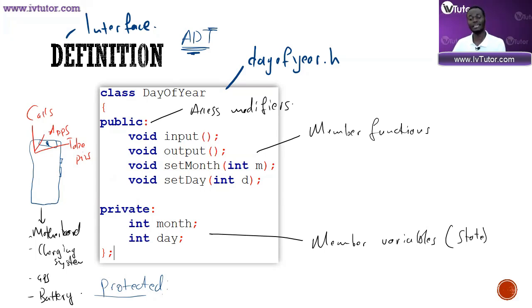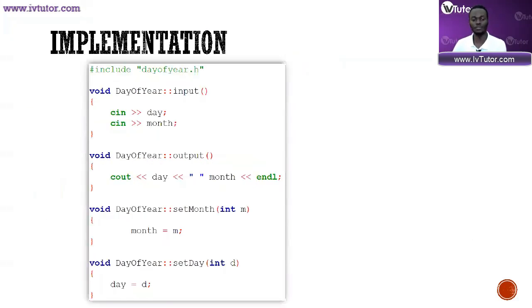Then the second stage, which is the implementation, is normally done in a separate file, which is referred to as the source file, or the implementation file. Usually this would have a .cpp extension. What you do in this file is include your header file, which is where your declaration is. Once you include your header file, you then have to implement every single function that is in your class.